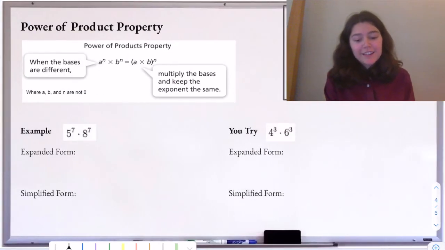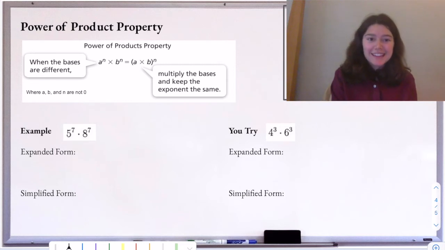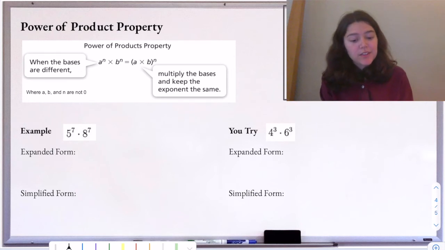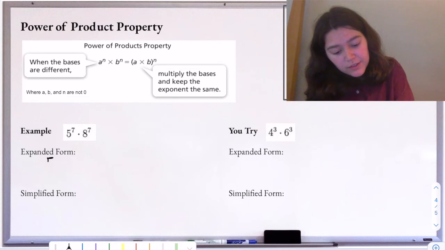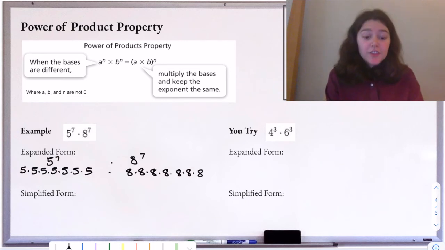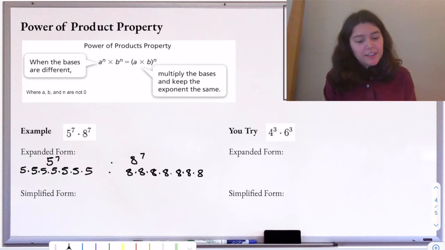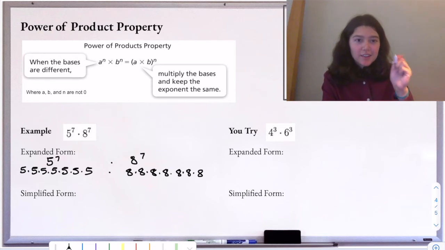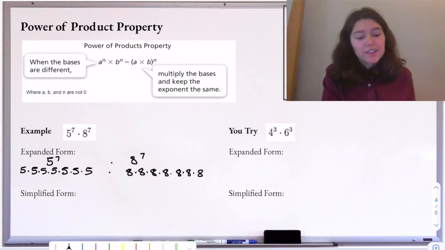All right, now let's look at one where instead of having the same base, we have different bases, but we have the same exponents. Okay, so here we have 5 to the power of 7 times 8 to the power of 7. So as before, I'm gonna write that out. So now that I've written it out, this isn't necessarily helpful as it's written for how I can simplify this. But I'm gonna use the commutative property of multiplication, which says I can switch the order around and the value doesn't change.